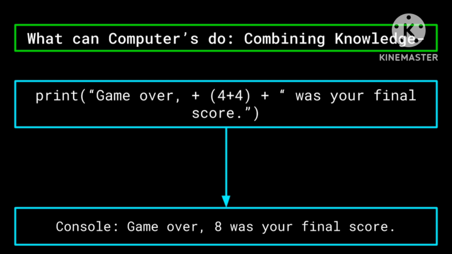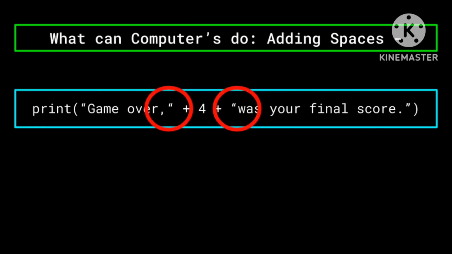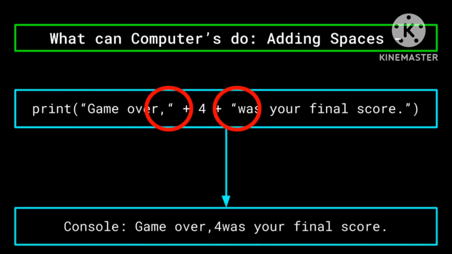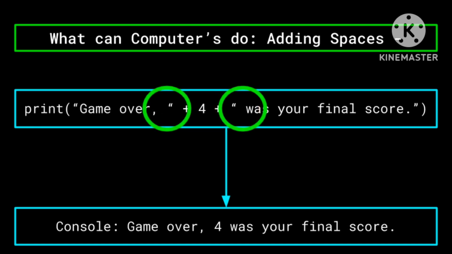Now it's important to note that the computer will take whatever you put in the parentheses and print it out, character for character. So oftentimes, programmers will forget to add a space onto the end of their strings. This can result in a small mistake in which the string from the previous example would be printed out as if to say, "game over4was your final score," which isn't that appealing when displayed on the screen to the user, so it's a good practice to always put a space after and before your strings to make sure this doesn't happen and your string doesn't end up like that.